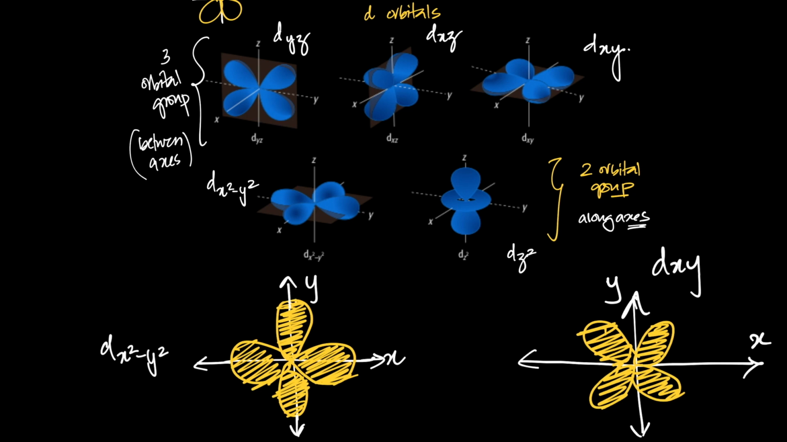The types are two, not by the shape, but by their layout. There is one type that exists between the axes, and there is one type that exists along the axis. Between the axes, you can make xy, xz, or yz. Along the axis, you got x square minus y square, and you also got z square.